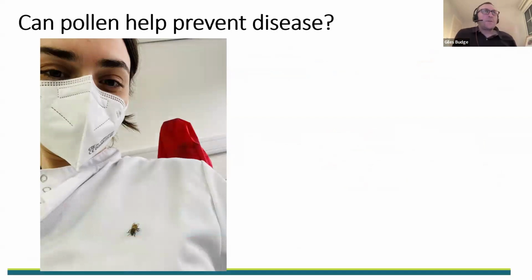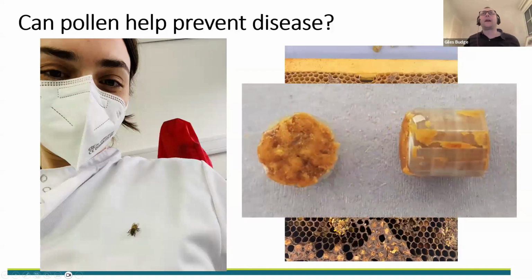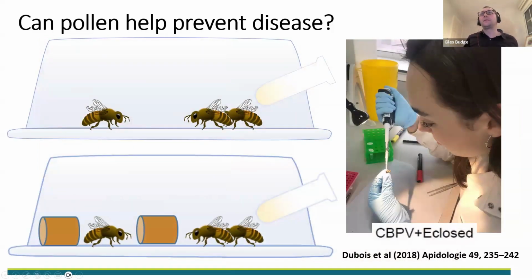Next experiment that Theodora did was to look at pollen and wanted to ask the question, can pollen help to prevent disease? So she took some effectively bee bread, some pollen frames from a colony, and she made these lovely little pollen capsules, made of bee bread, and put these in with some bees and not with other bees. We then exposed those bees to oral inoculation, same as before, and we watched them to see whether or not the ones without pollen survived as well as the ones with pollen.